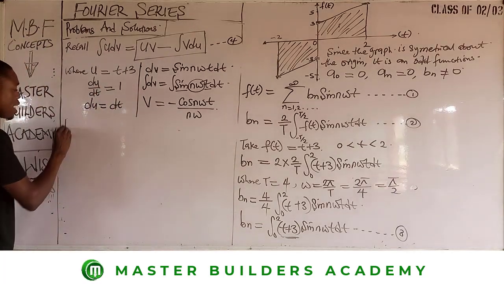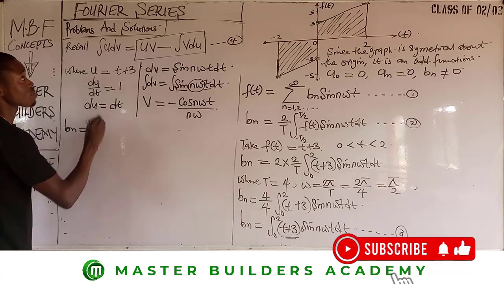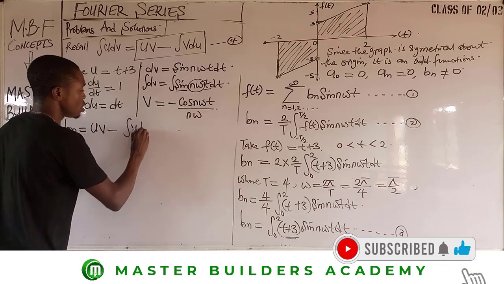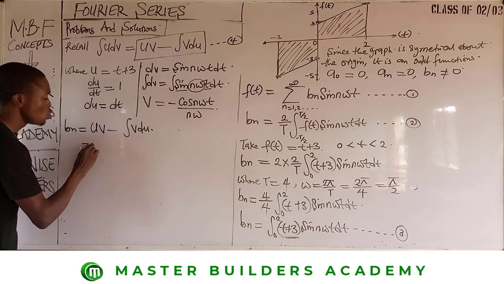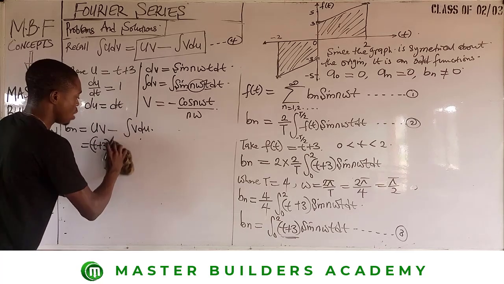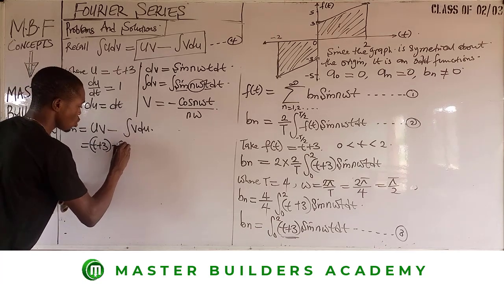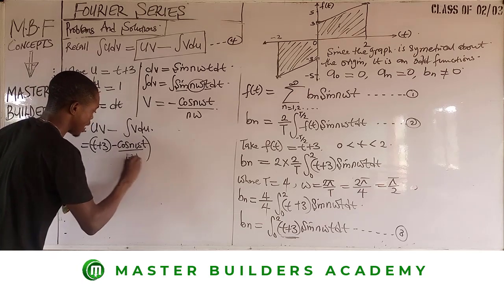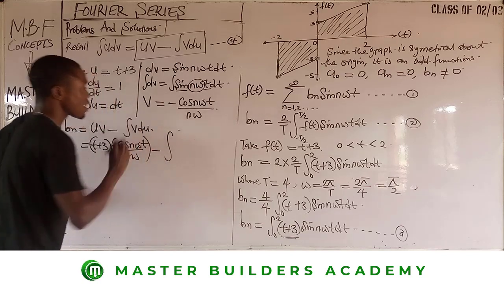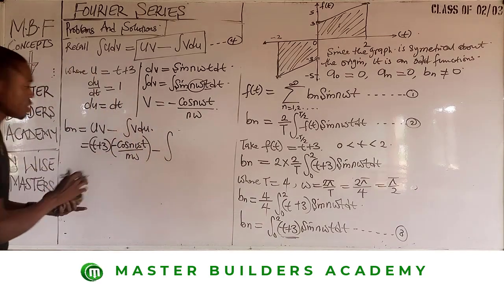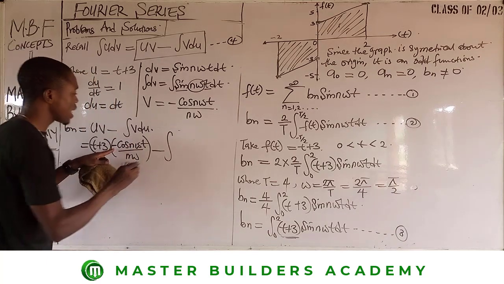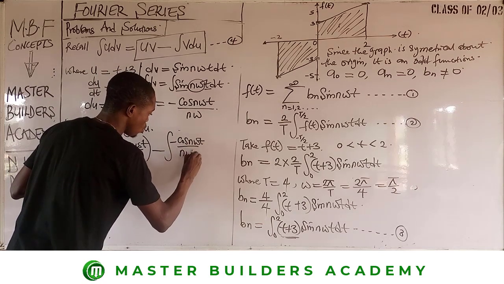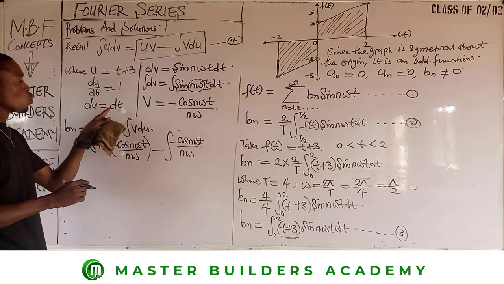So now we just record that Bn is equal to uv minus integral of v du. So what is u? It is t plus 3. And what is v? We have minus cos n omega t over n omega. Then minus the integral of this. This negative sign is this. What is v again? Negative cos n omega t over n omega. And what is du? We said du is dt.